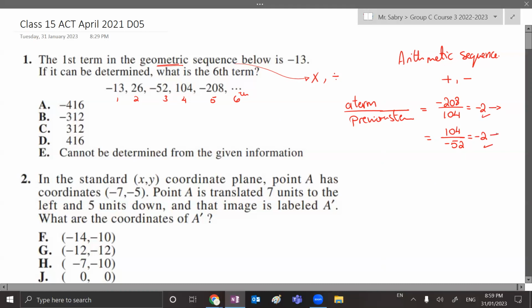This number here اللي أنا بعمل b times is called the ratio, by the way, and it's usually given the letter R. So أنا بعمل times negative 2 apparently كل مرة عشان أوصل من one term to the next one. I just need to multiply this by negative 2. That would get me positive 416. So D is the correct answer.